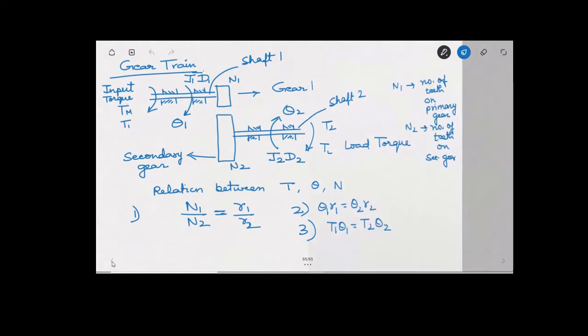So, for ideal conditions, we have T1 by T2 is equal to theta 2 by theta 1 is equal to N1 by N2. This is like a transformer. In a transformer also it is the same: V2 by V1 is equal to N2 by N1 is equal to I1 by I2. So from these three idealizations or assumptions, for ideal conditions T1 by T2 is equal to theta 2 by theta 1 is equal to N1 by N2.